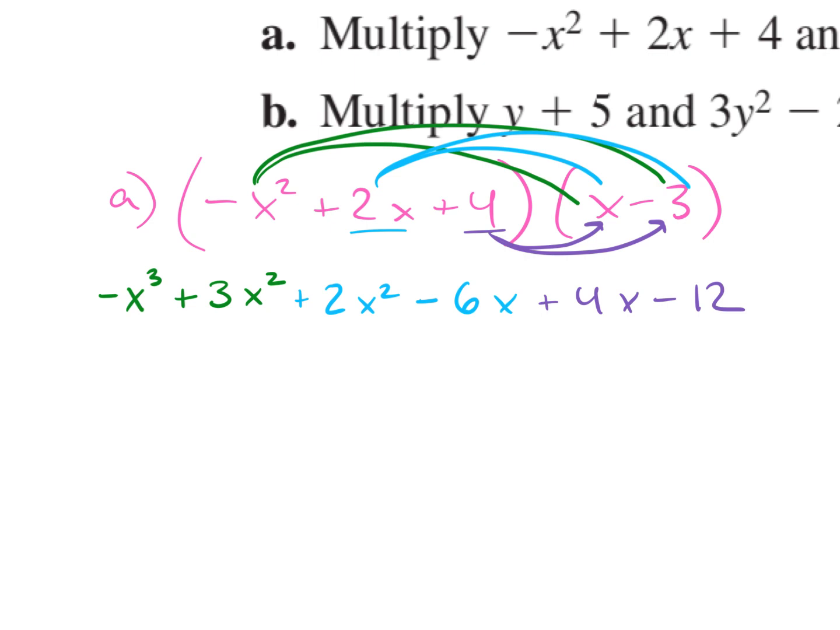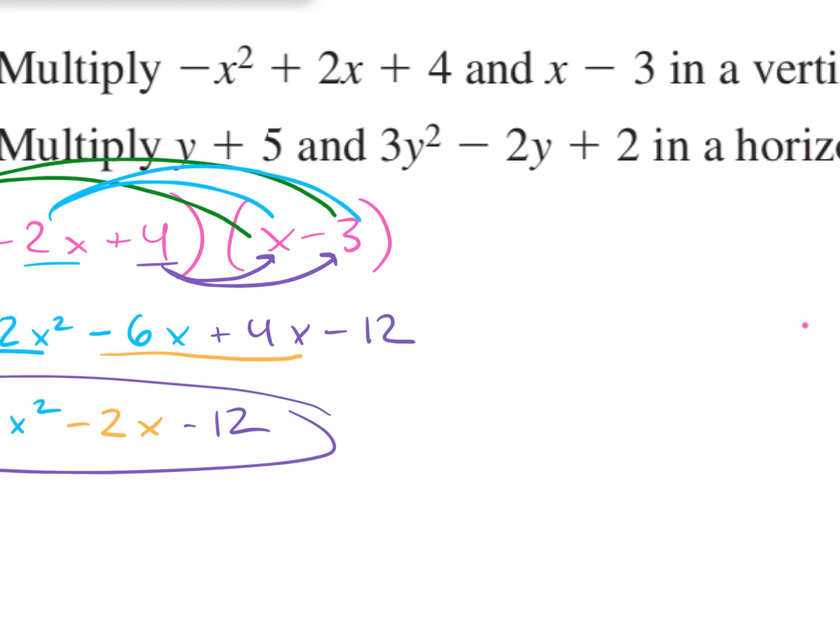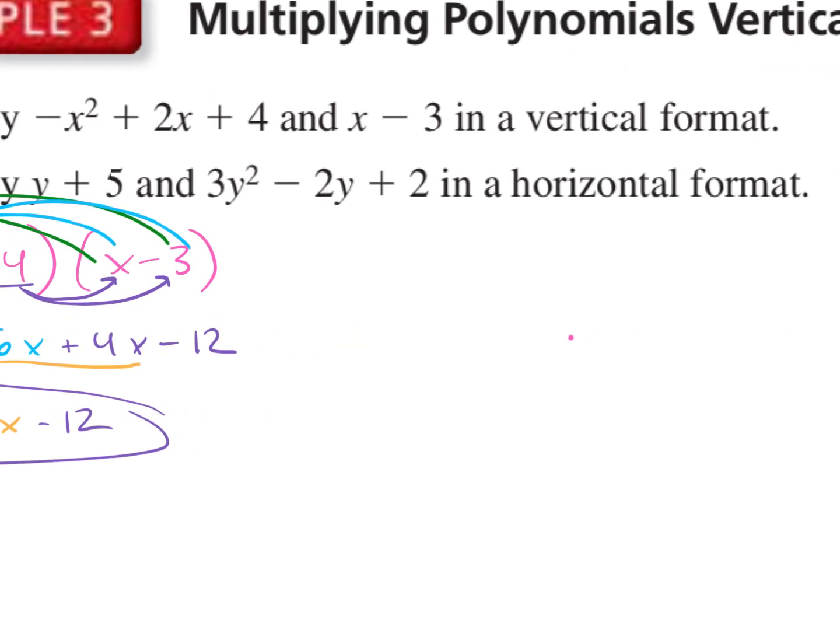Combine like terms. So we're going to start with our negative x cubed. Then we have 3x squared plus 2x squared. 5x squared. And then negative 6x plus 4x. Minus 2x. Minus 12. Awesome. All right, let's do B. So for B, we have y plus 5 times 3y squared minus 2y plus 2.